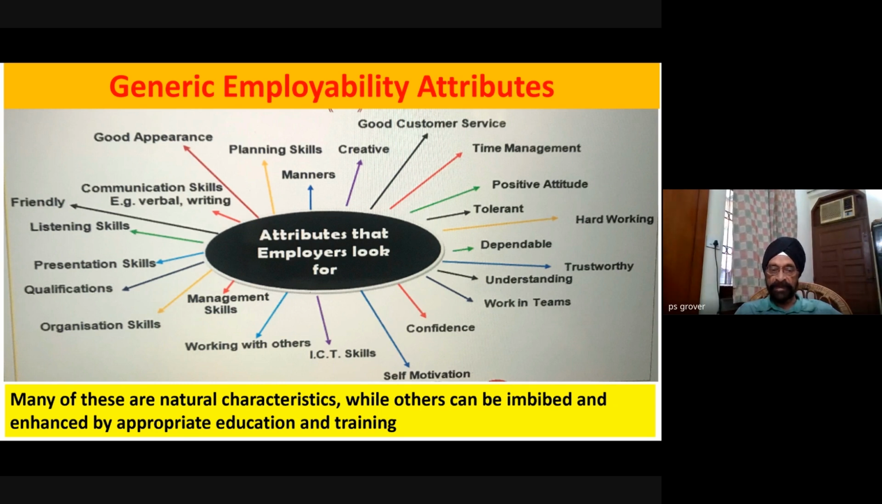An interesting thing is many of these are natural characteristics, while others can be imbibed and enhanced by appropriate education and training. For example, thinking skills are natural skills. Creativity is natural. Having a good habit is natural. So I will just let you know many of these attributes are already present in human beings. Human brains already have many of these aspects available, which nature has provided us. Nature has given us all these things, like critical thinking, emotions, positive attitude. The purpose of education is to ignite them.